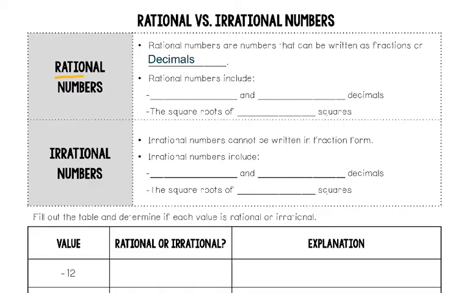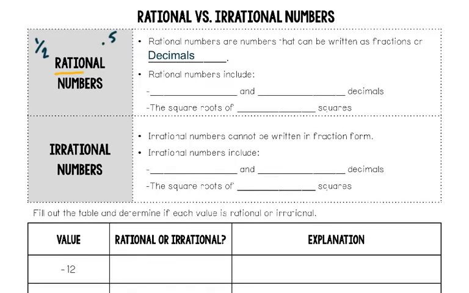For example, 1/2 is a rational number, which also means that 0.5 is a rational number. 0.5 is an example of a terminating decimal, which means that it ends. So rational numbers include terminating, but they also include repeating decimals. Remember, 0.5 is terminating because it comes to an end. Everything after the 5 is just zeros.